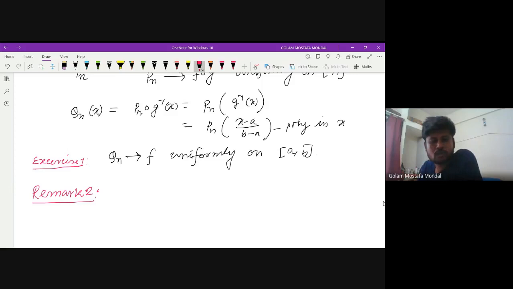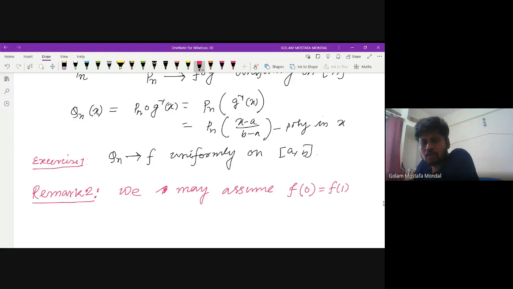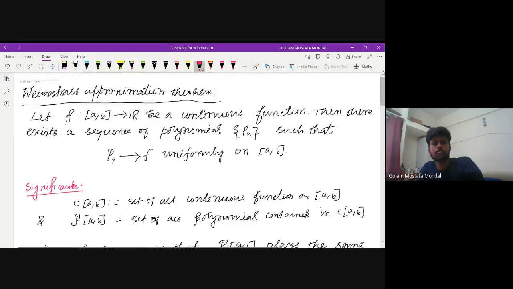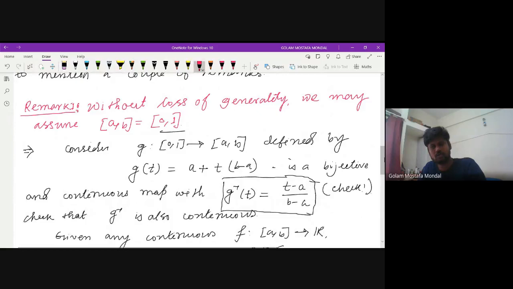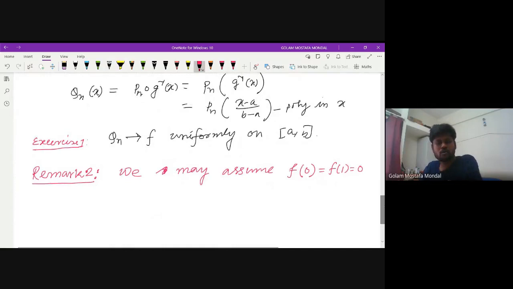So similarly, we may assume f of 0 equal to f of 1 equal to 0. So note that this f is the same as in the statement of this theorem. Okay. So by remark 1, we can take [a, b] equal to just the closed interval [0, 1]. In remark 2, we can take f of 0 equal to f of 1 equal to 0.